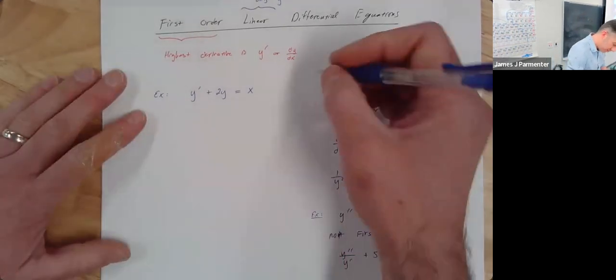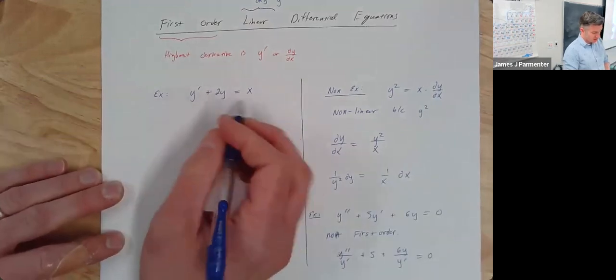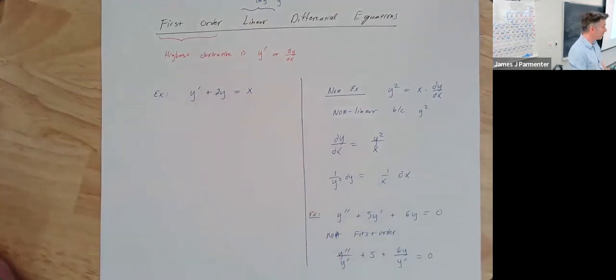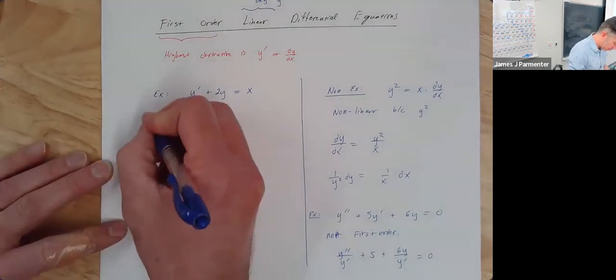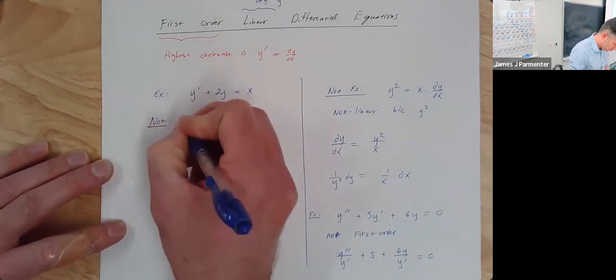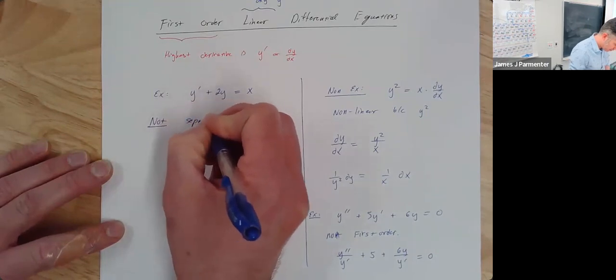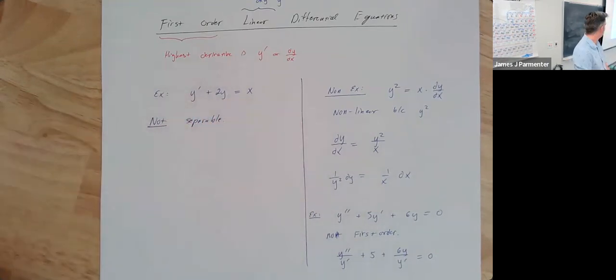On the other hand, this equation here is definitely a first order linear differential equation. Sometimes they can be solved by using separation of variables. This one can't. Definitely not separable. Sometimes they are though. If we have a first order linear differential equation and it's not separable, there is a method in which we typically solve them.